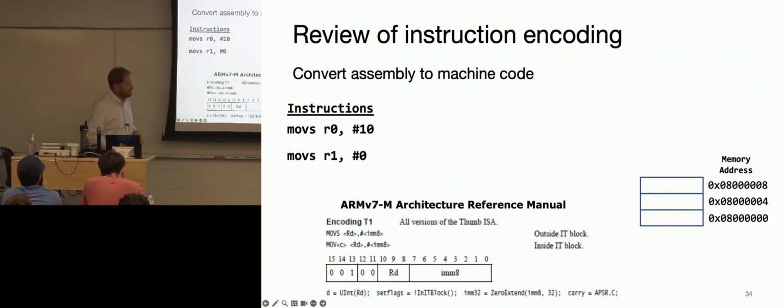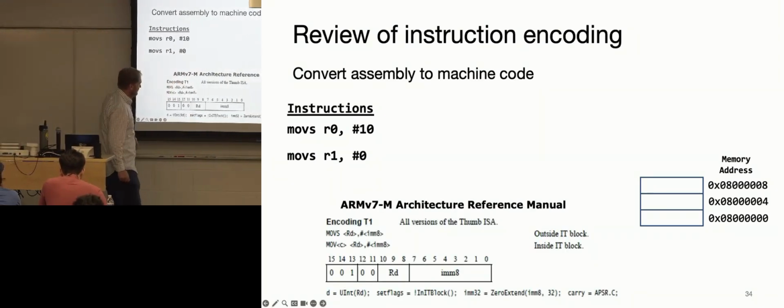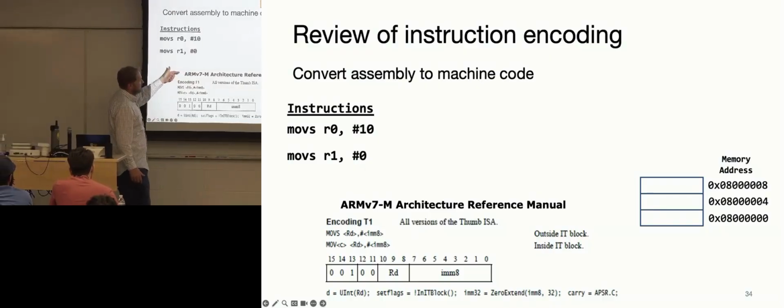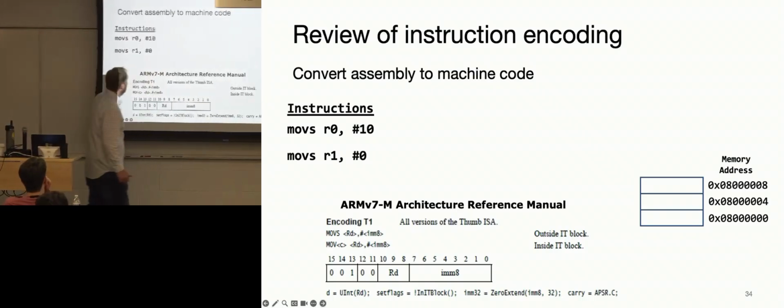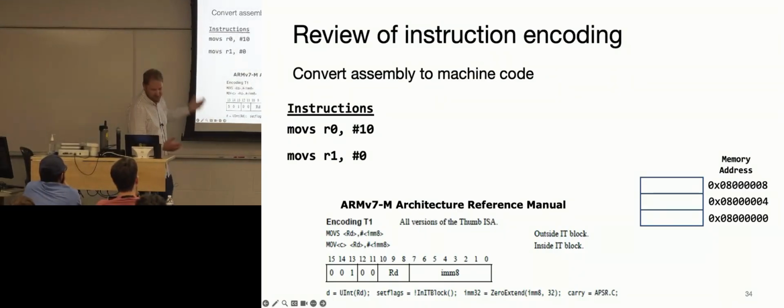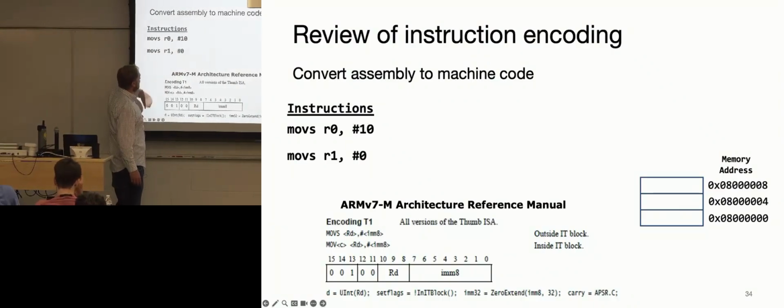So you will see things like, if you look through the data sheet, this is a screenshot from the architecture reference manual. You can see the encoding for an instruction. I'll just go through it. Here we have a move. This is a move S, which means you're going to set some status registers.